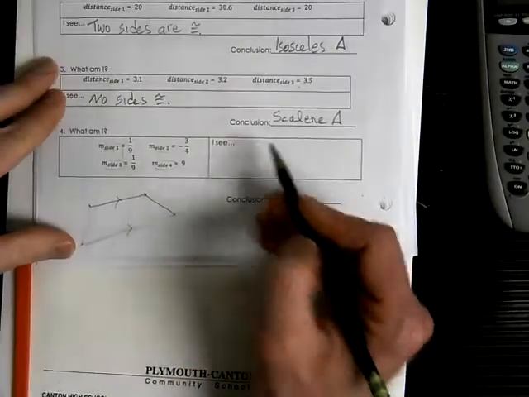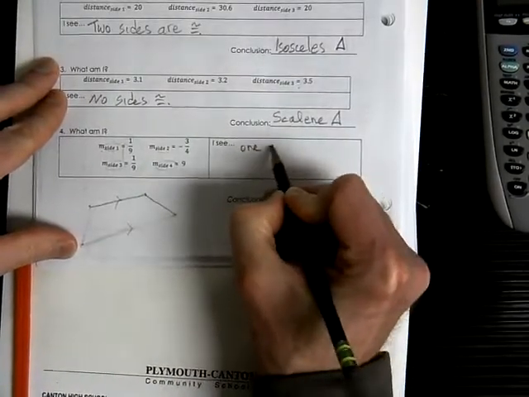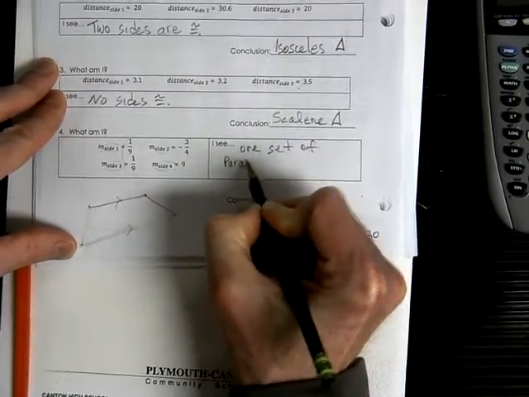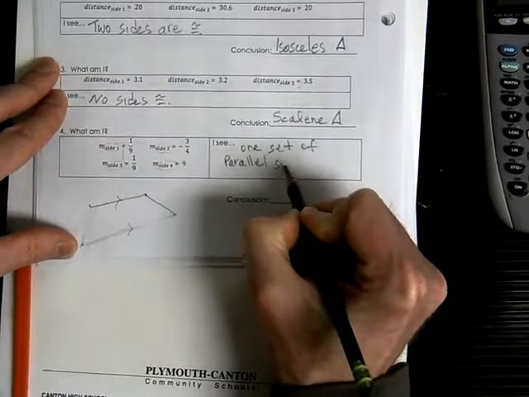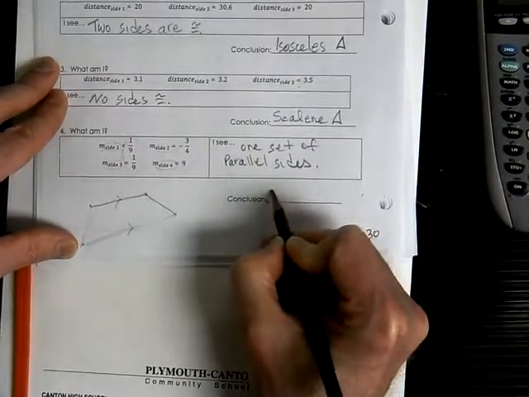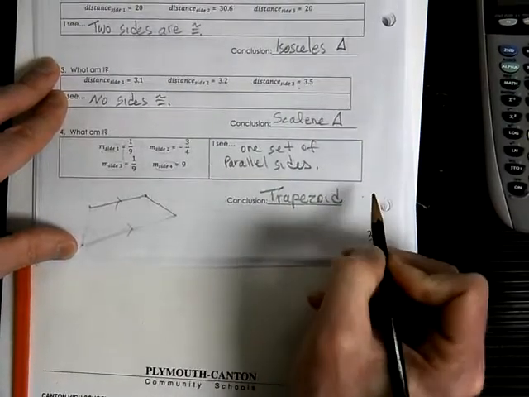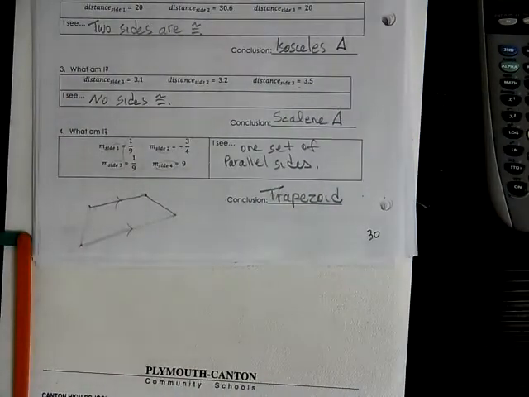Okay, so what we see is one set of parallel sides. We have a trapezoid.